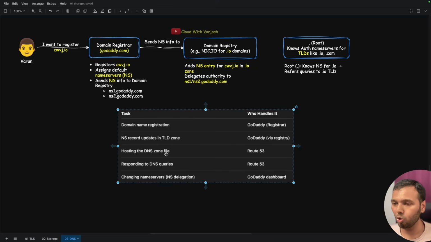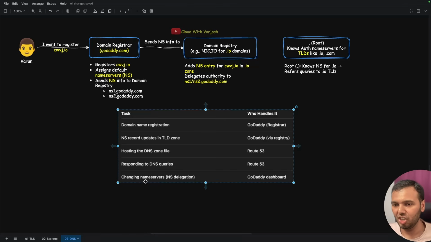Hosting the DNS zone file: Route 53. So they will host the zone file. The name servers will be provided by Route 53, who will be hosting your zone file. But again, the zone file will be managed by you. Now, what is the outcome when Route 53 manages your name servers? What happens is when there is a DNS query, it is Route 53's name servers that will respond to those DNS queries for your domain.